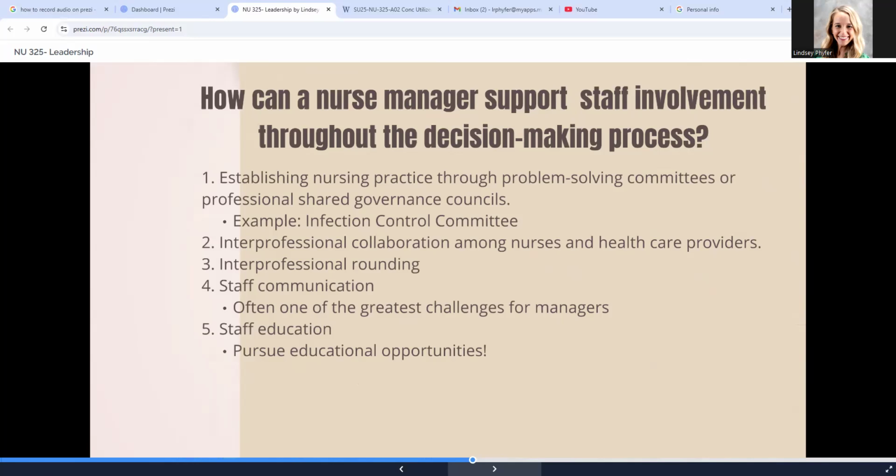And the last way managers can support staff involvement is through staff education. So it's so important that nurses pursue educational opportunities and are given opportunities to continue their education. And oftentimes you will find once you start working in a hospital, you are going to be required to partake in specific training based on whatever unit you work on. And also, once you get your nursing license, you're going to have to renew that every so often. And in certain instances, you actually have to provide continuing education hours in order to renew your license. And that's typically something that's based on your primary state of residence.